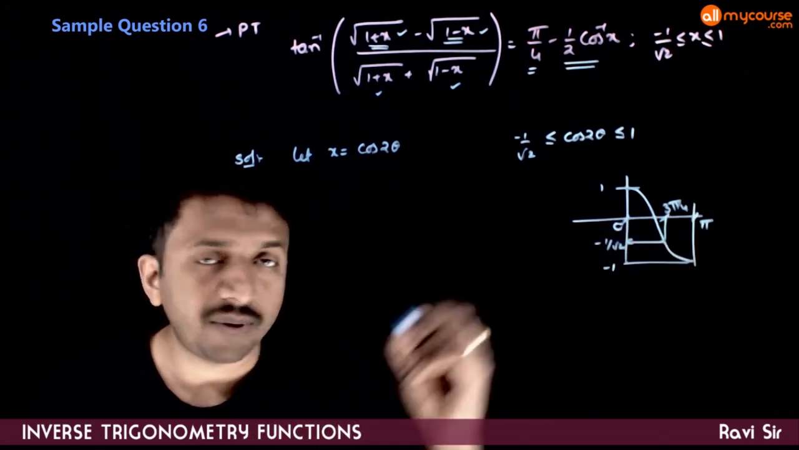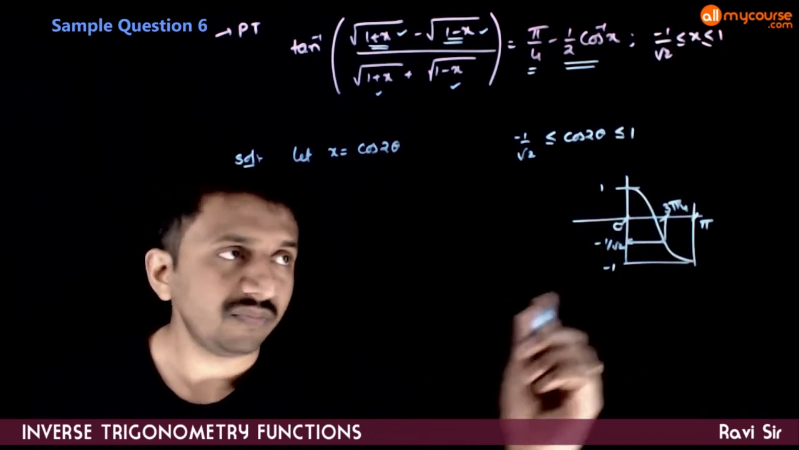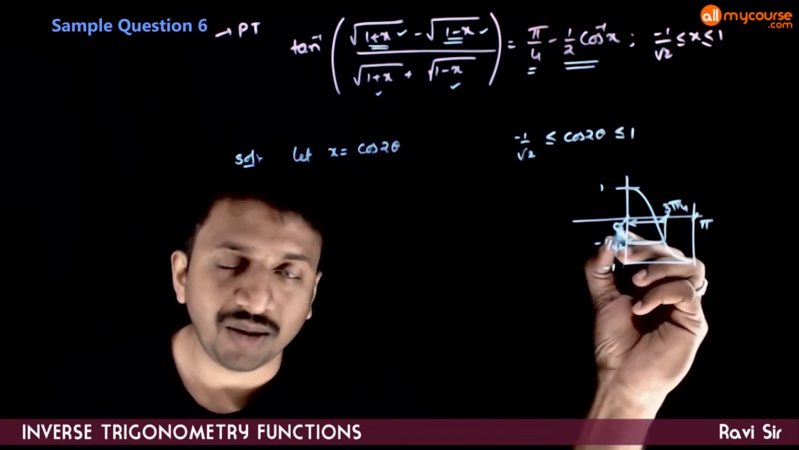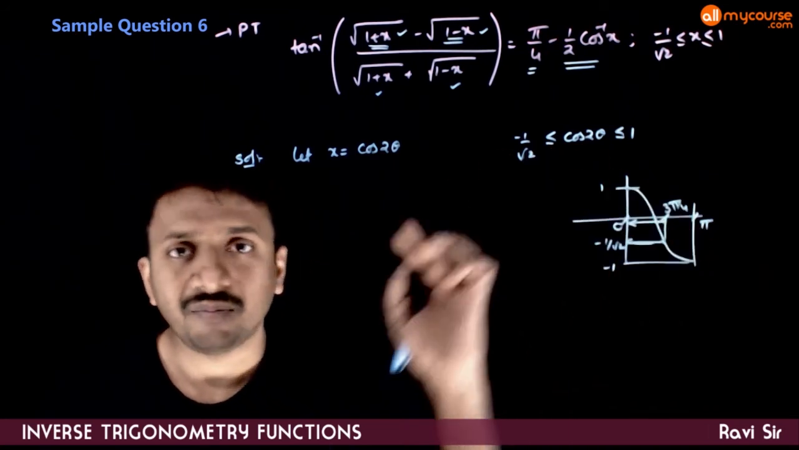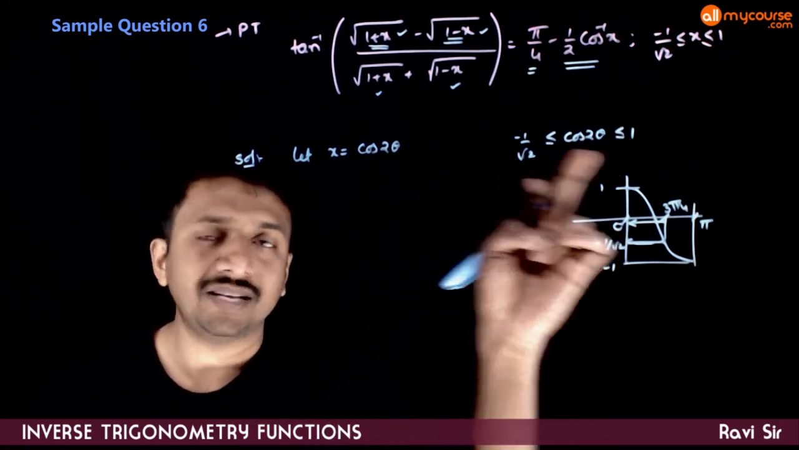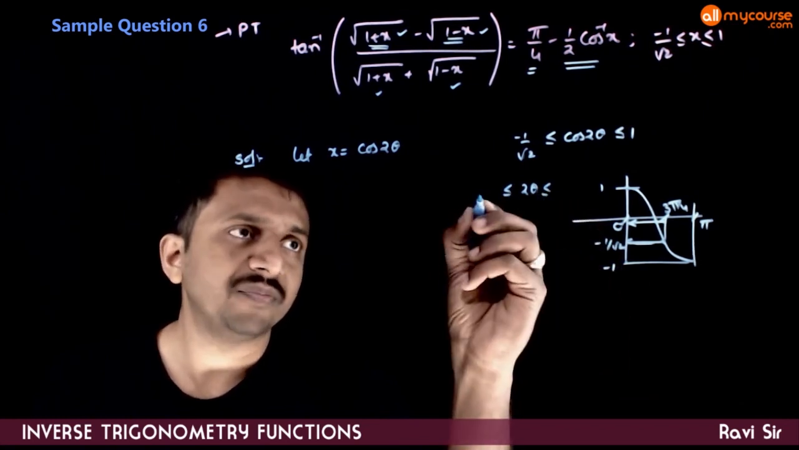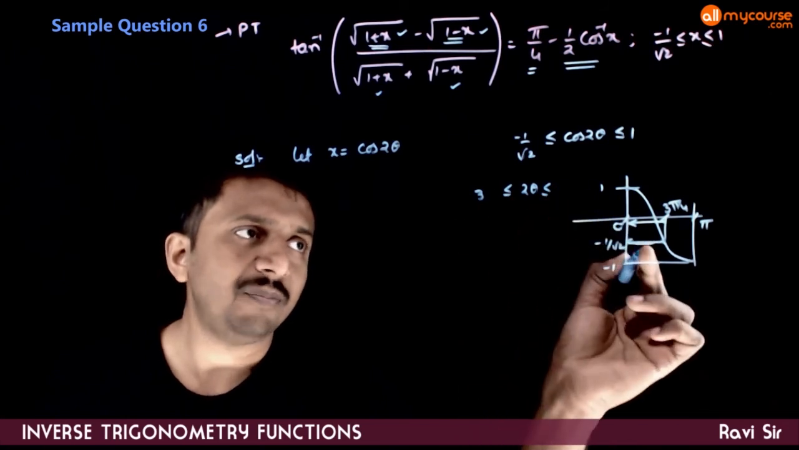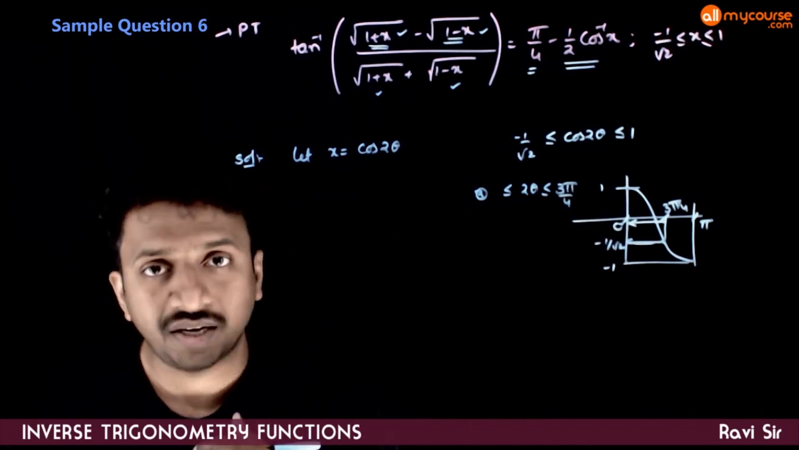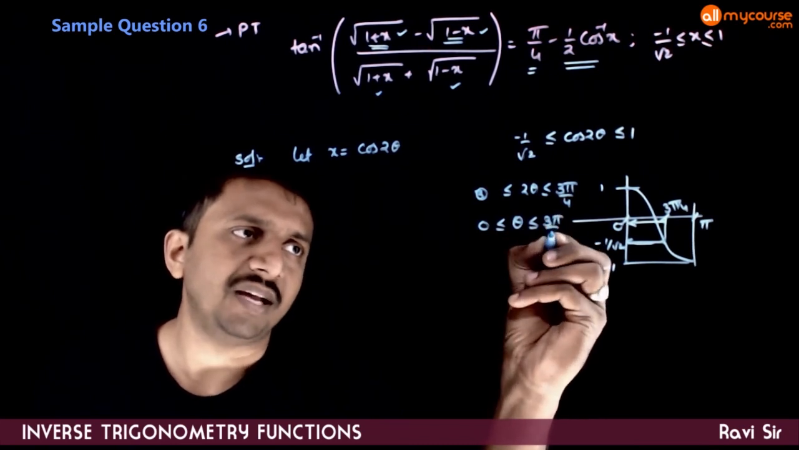So from 0 to 3 pi by 4, cos theta is greater than minus 1 by root 2. Exactly at 3 pi by 4 it is minus 1 by root 2. At all the values before 3 pi by 4, cos is between minus 1 by root 2 and 1. So if cos 2 theta is in between minus 1 by root 2 to 1, my 2 theta is in between 0 to 3 pi by 4. It is 0 to 135 degrees. And theta is in between 0 and 3 pi by 8.